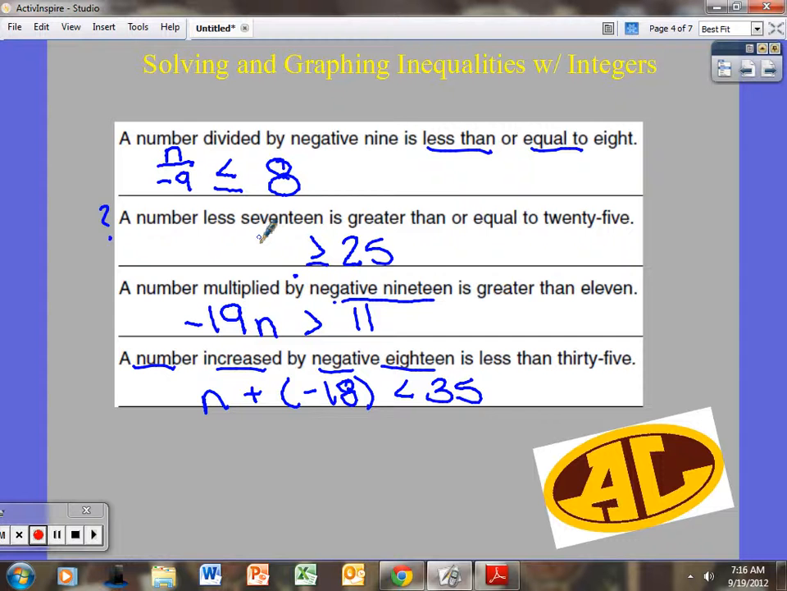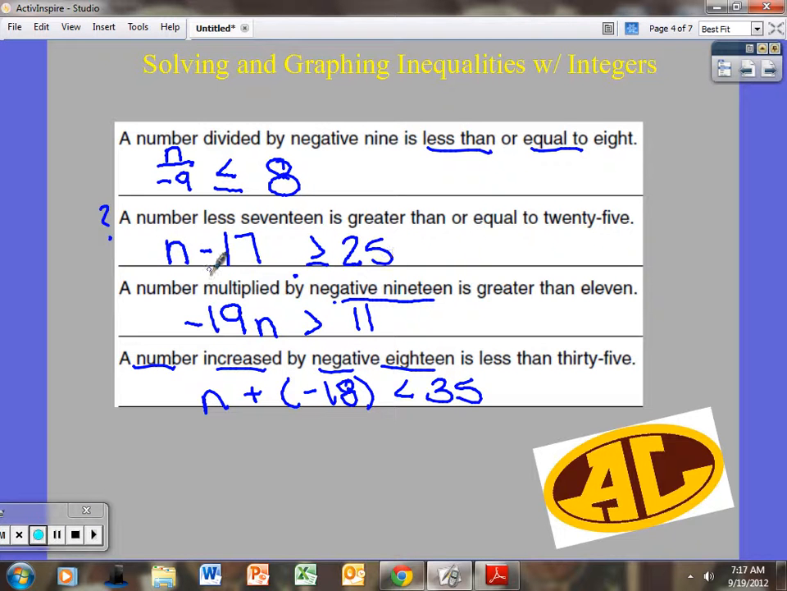Okay, let's go back to that one I was questioning. A number less than 17. How would I write that? A number less 17 is greater than or equal to 25. I'm thinking it's a number that's 17 smaller is greater than or equal to 25.